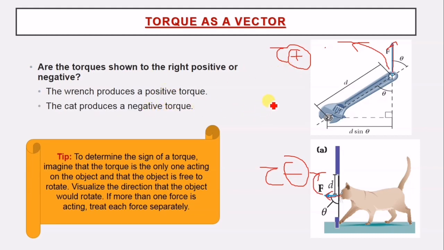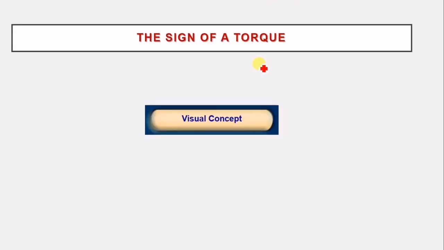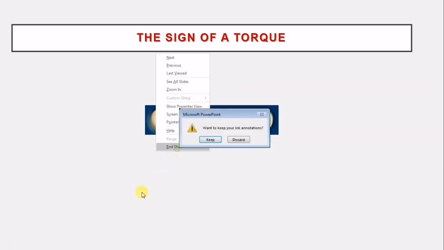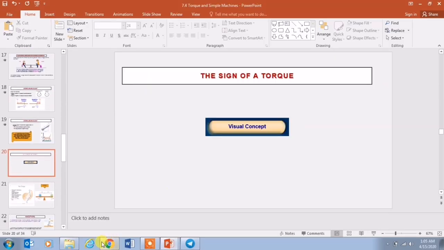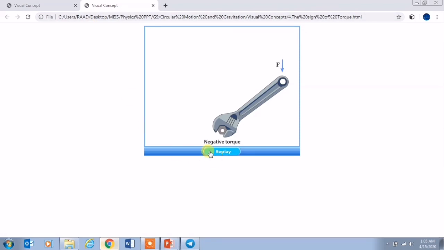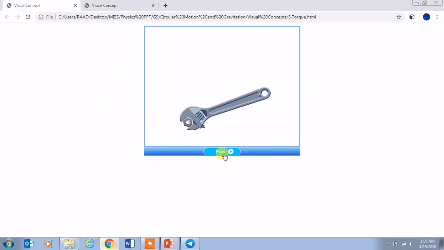Why? The sign here is very important, because in problems we should know what the sign is on our own. It affects the answer. So the last thing, we are going to see these two visual concepts about torque and the sign of torque.